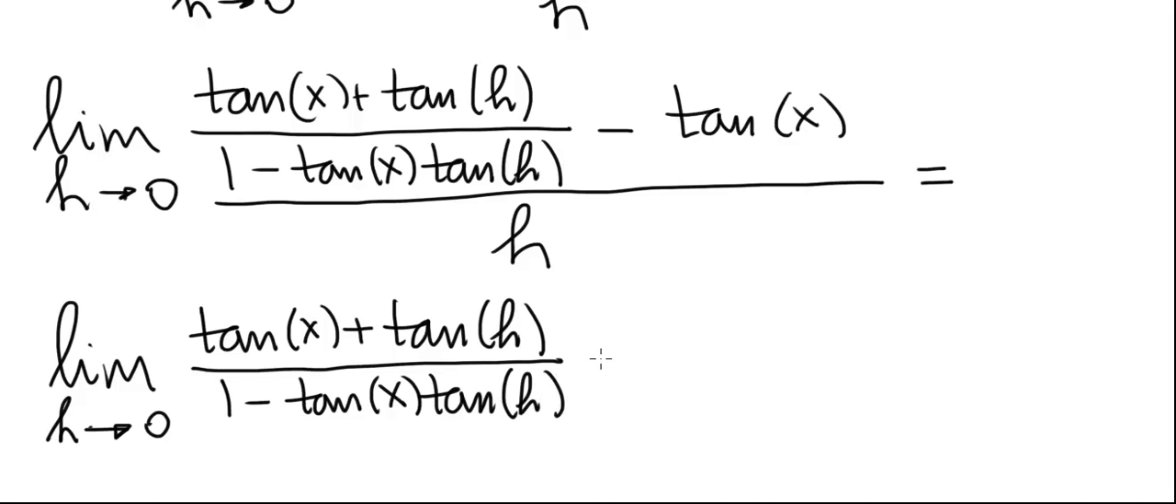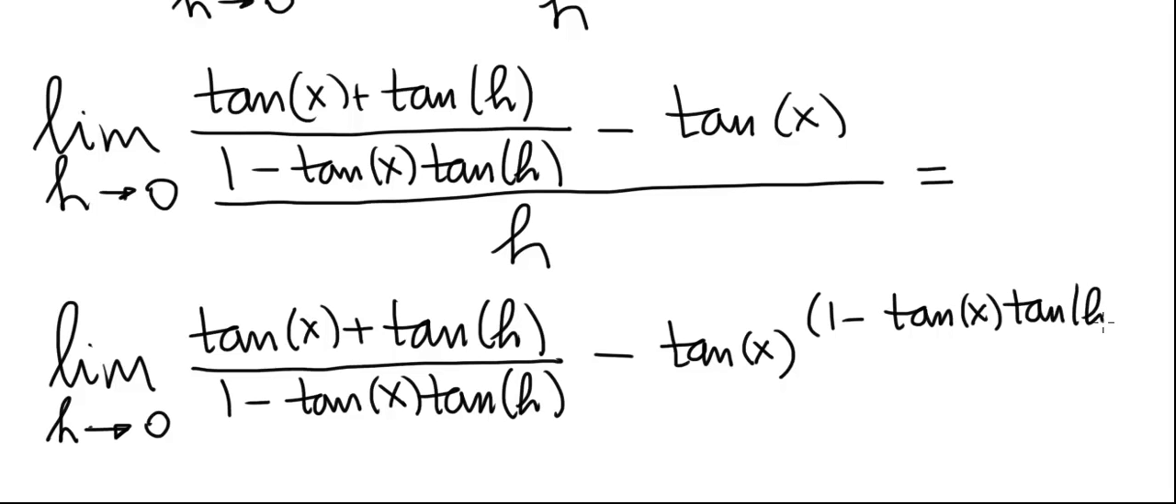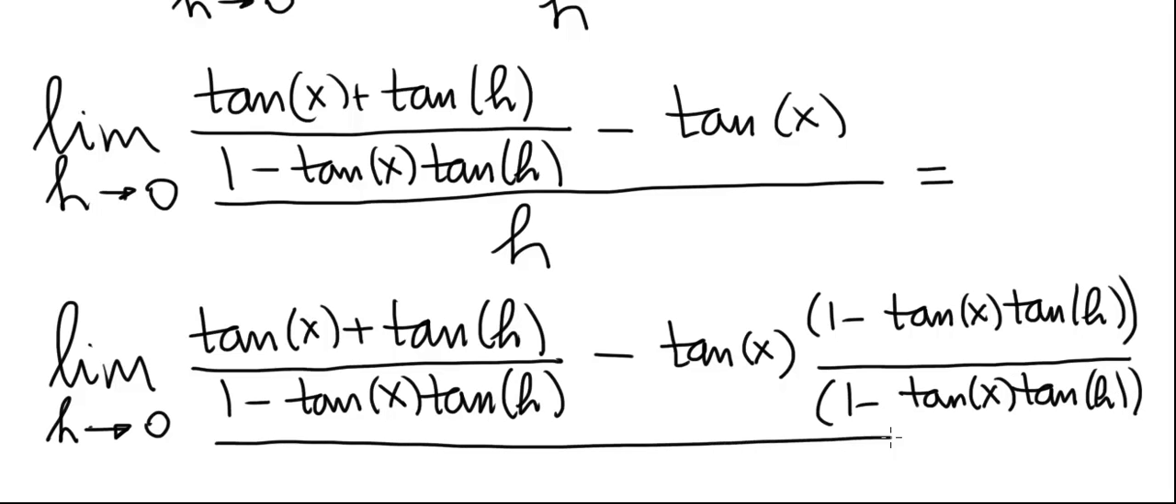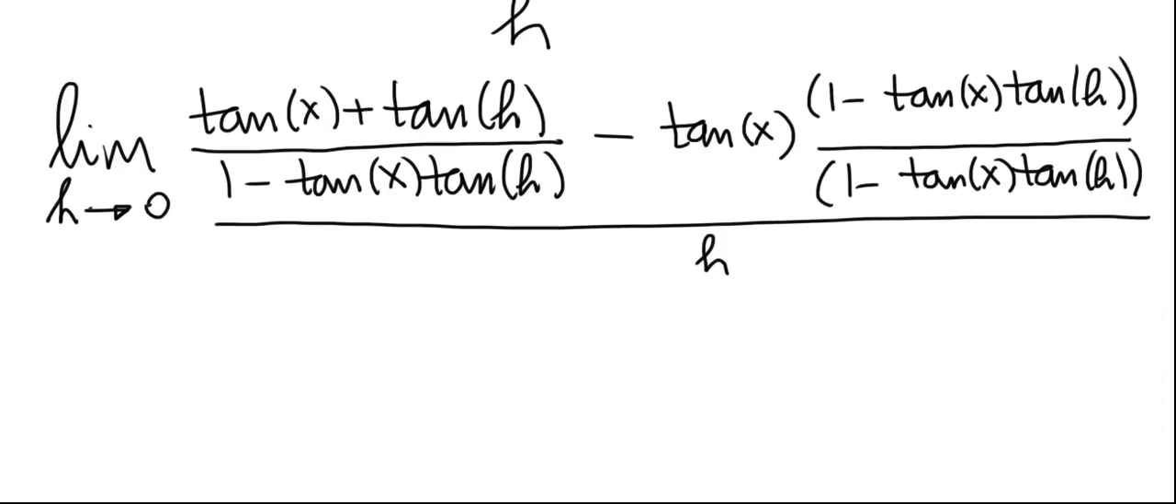And right here I'll use a common denominator. So I'll take tangent of x and multiply it by 1 minus tangent of x times tangent of h, divided by 1 minus tangent of x times tangent of h. And of course all of this is divided by h. Now let's do a couple more steps before we actually find the answer.